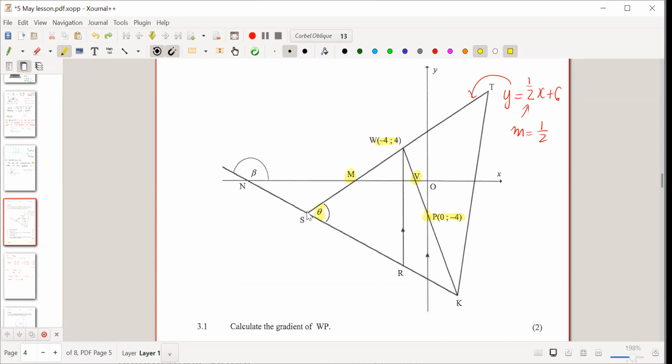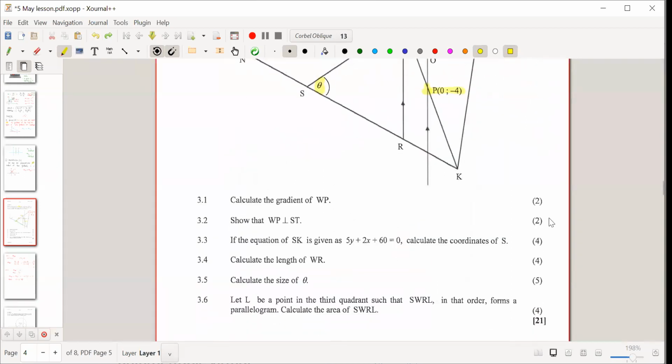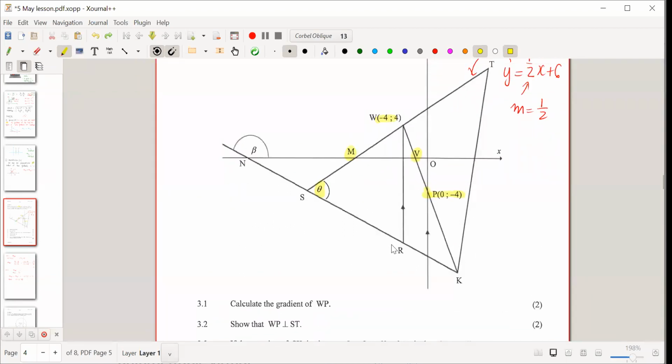So we have the equation of the line for ST. It is given by half x plus 6. We were just given the equation of the straight line for SK. So all we need to do is equate them and solve for the point of intersection. Does everybody follow my logic and reasoning here? We're solving for a point of intersection. Perfect. Right, so let's proceed to answer this question.